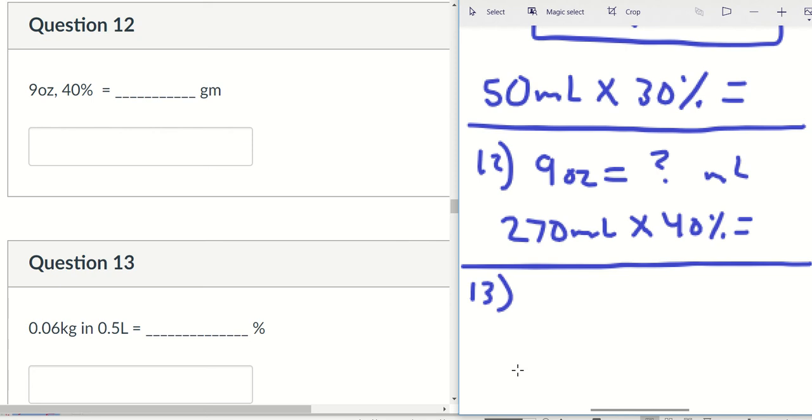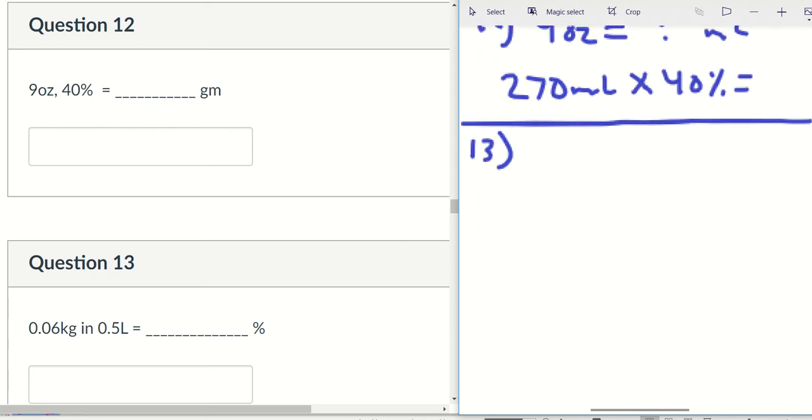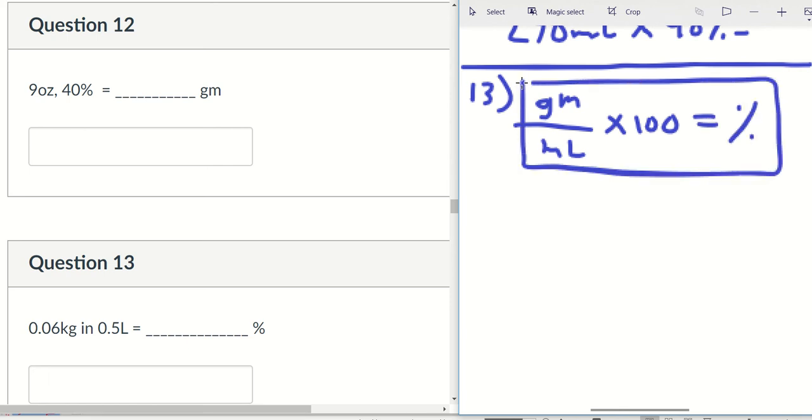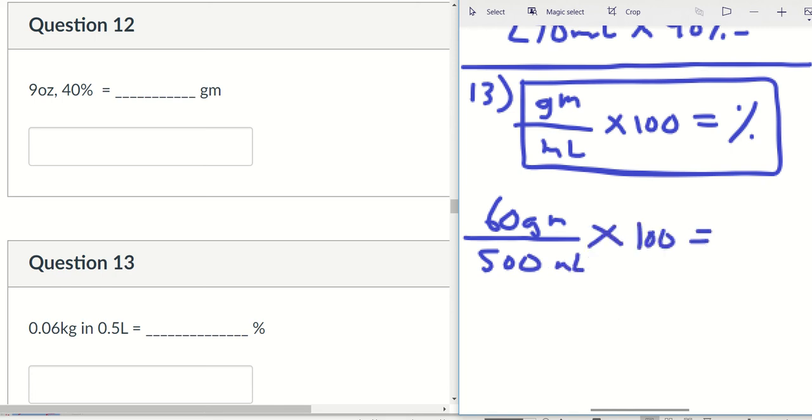13, we want percentage now, so we gotta go backwards, right? The units are the same, we're gonna stay with grams and mLs to make our fraction, and then we will multiply by 100 to get the percentage. So it's just plug and chug. In this case we got 60 grams. The mLs is 500, half a liter. Don't forget to multiply by 100 to get your percentage. Yep. So that should be about 12%.